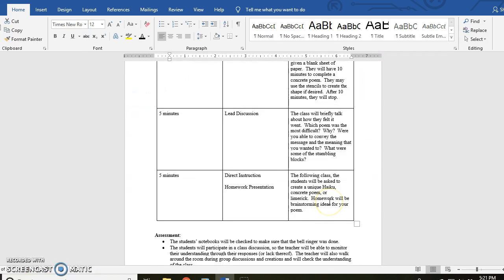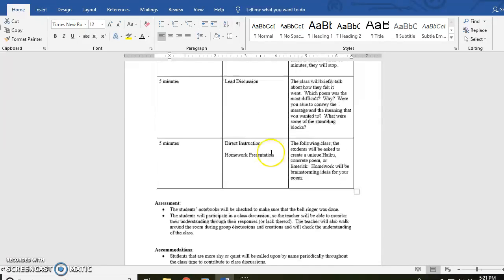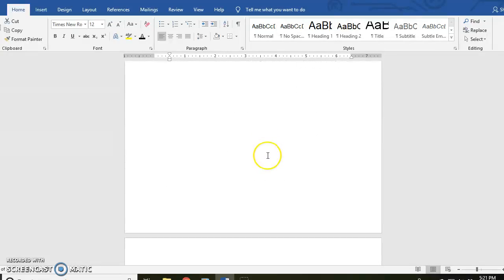So then we would talk about it: which poem was more difficult, why, were you able to convey the message that you wanted to, what were some of the stumbling blocks that you ran into. And then we would talk about their homework for that night, which would be to brainstorm ideas because they're going to be asked to write their own poem tomorrow.